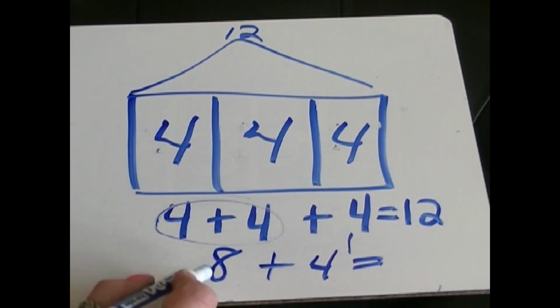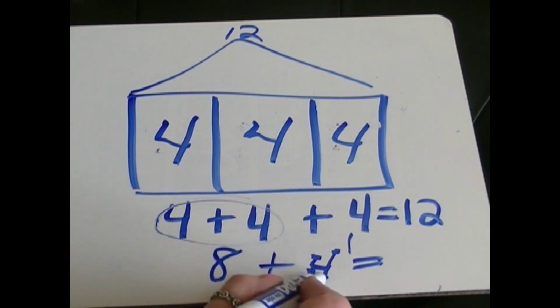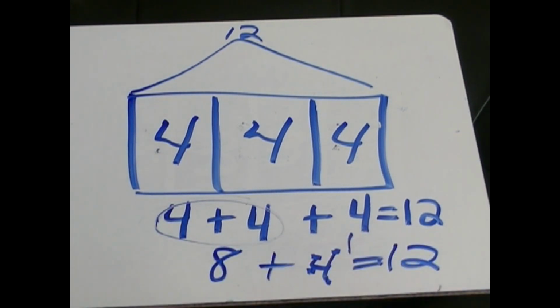Look, I can use my touch points. 8, 9, 10, 11, 12. Same sum. It's just a little quicker to add up. Nice work.